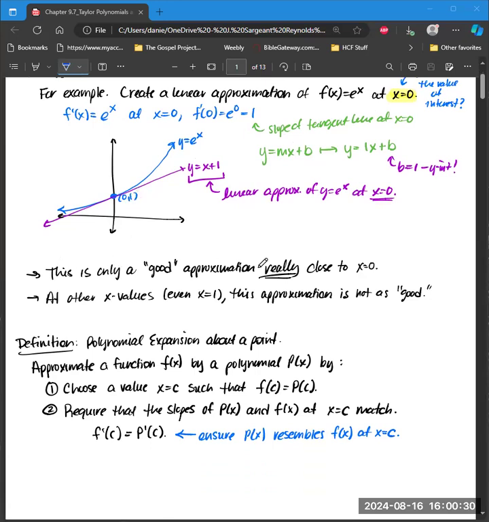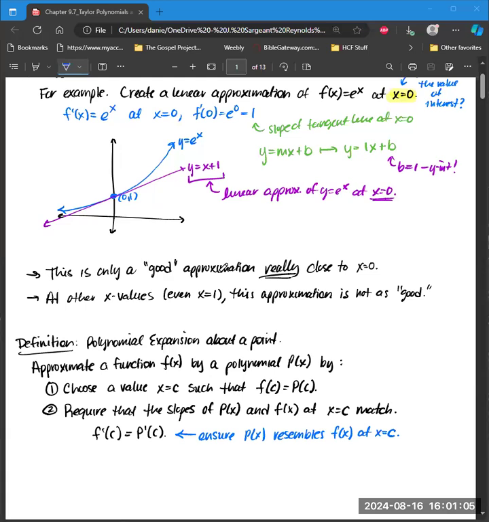And this is only a good approximation if we're really close to x equals 0. At other x values, even x equals 1, this approximation is not as good because this function is growing so quickly that even over here, x equals 1, we would have 1 plus 1 is 2, and e to the first is 2.71 something. So it's really already starting to be noticeably different there.